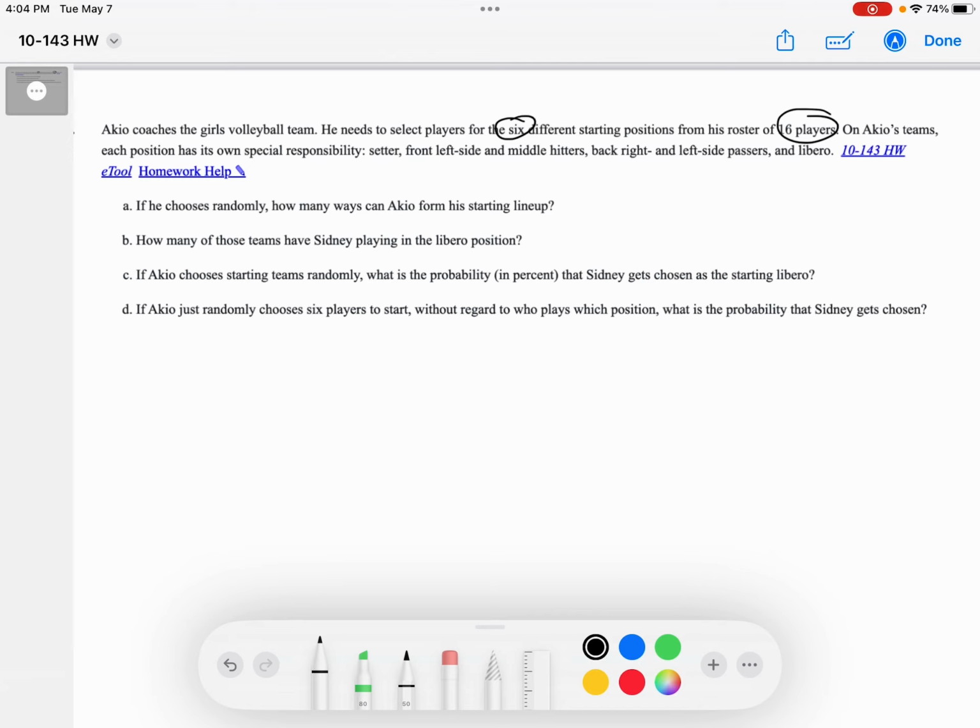All right, first question. If he chooses randomly, how many ways can Akio form his starting lineup? There are 2 different ways we could think about this. One is we could use a decision chart. We could say he has to choose 6 different spots. In the first way, he could choose 16, and then 15, and then 14, and then 13, and then 12, and then 11.